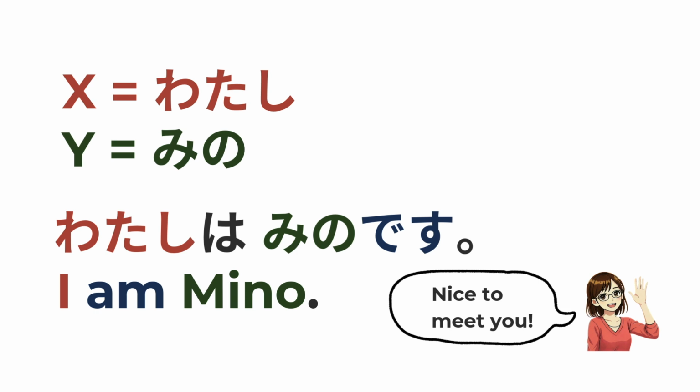You can also use this for your name. For example, I would say, 私はミノです。 Now, try saying your own name. Let's say it together. 私は、です。 Nice to meet you.